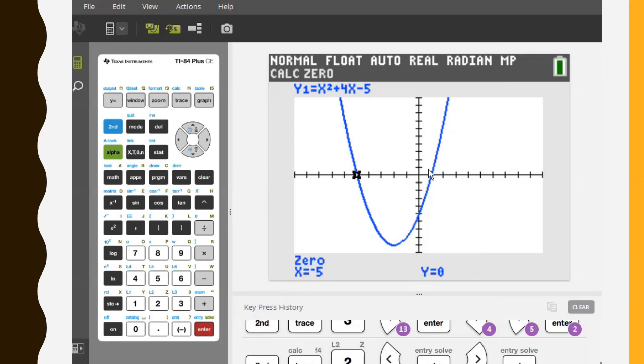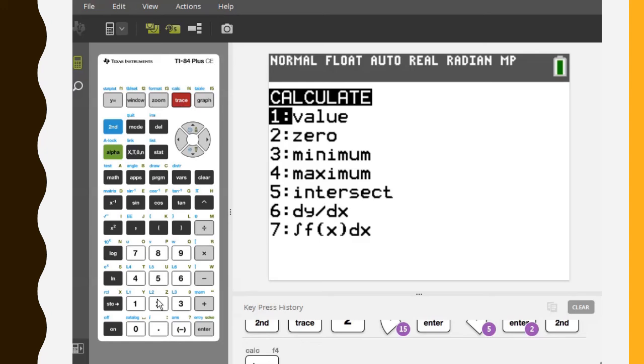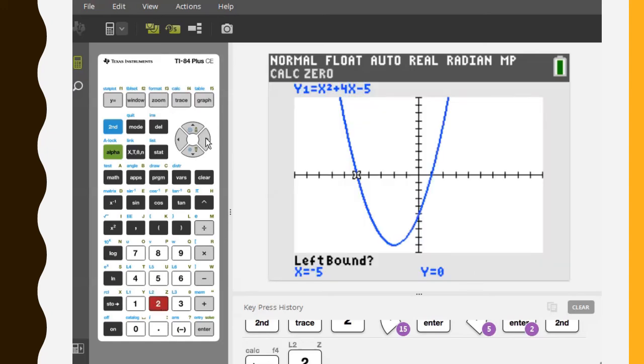Now, to find the other x-intercept, I have to do this again. Second trace, go to calculate and choose 2 for zero. Now, unless I go very close to the x-intercept, to the left side of the second x-intercept, the calculator is not going to give me the right value. So this is what I think the left side of the second x-intercept is. And the calculator is going to ask me to go to the right side of what I think the x-intercept is. And this is good enough, so I'm going to hit enter.